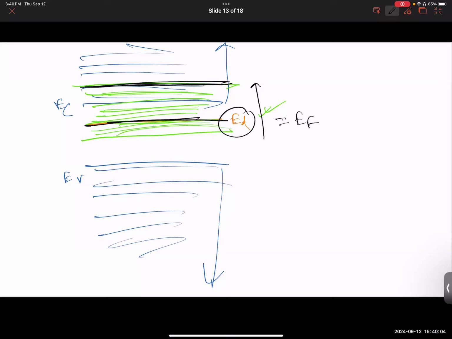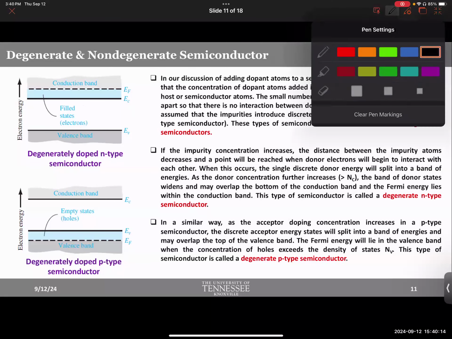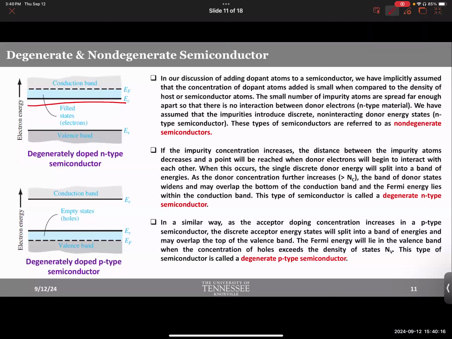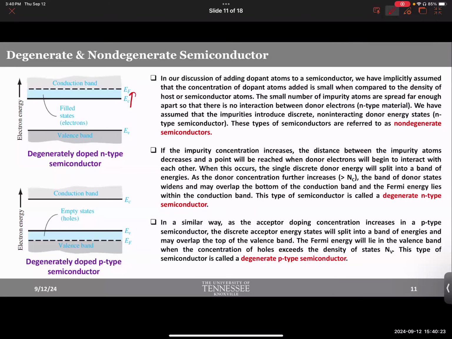If not, please ask me questions. So what I'm trying to get to is, you can no longer portray that the donor level or the Fermi level is here. Let me use a different color. The Fermi level will actually go up inside the conduction band. So practically, this is the donor level, and this is the donor band. Instead of a donor level, we have to say donor band.